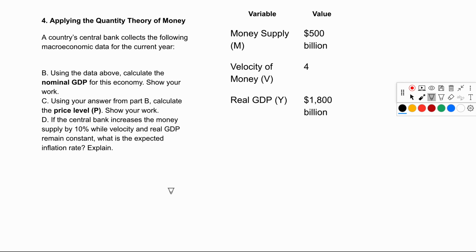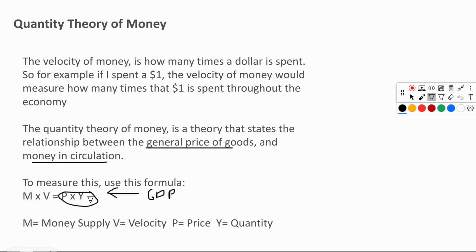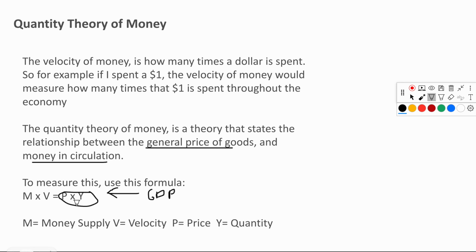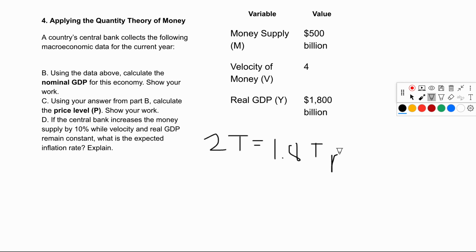So let's do one last question here. Using the data above, calculate the nominal GDP for the economy. So we have money supply, velocity of money, real GDP. Real GDP is simply the Y, the quantity almost. So how do we do that? Well, M times V, 500 billion times 4, we get 2 trillion. Real GDP, or Y, is 1.8 trillion. So we have 1.8 trillion, and we're trying to find the value of P. So P is our variable here.